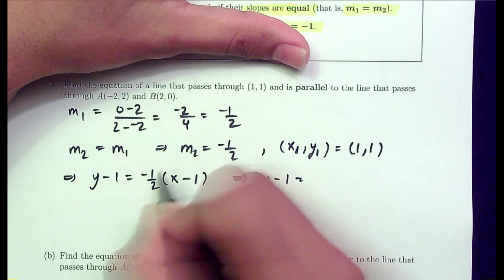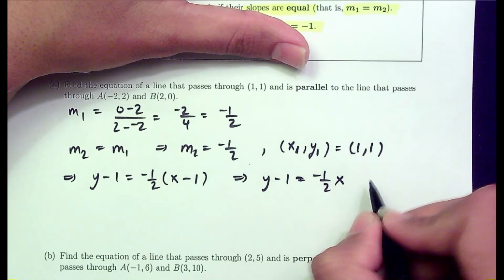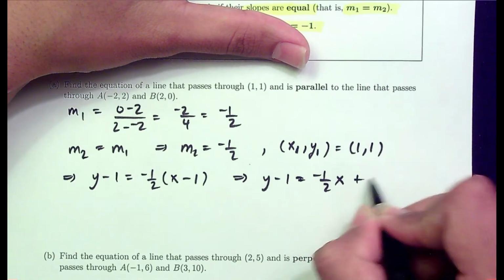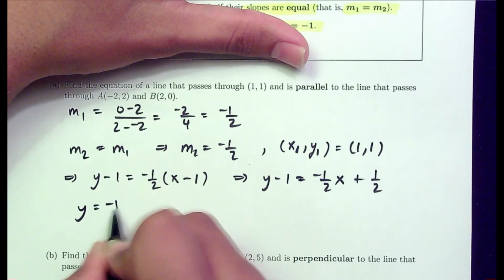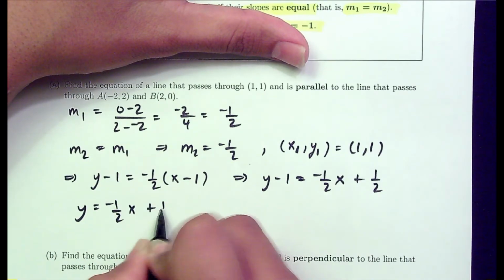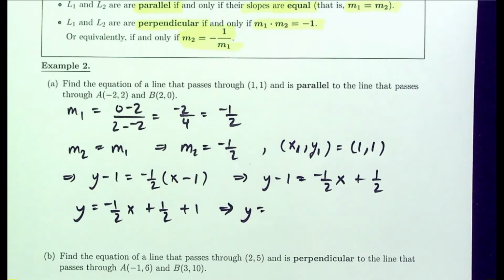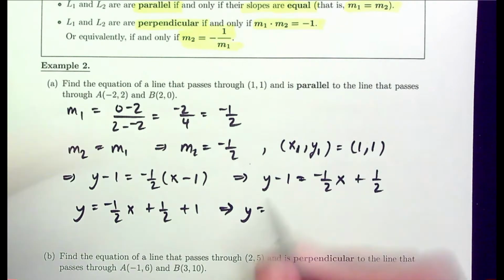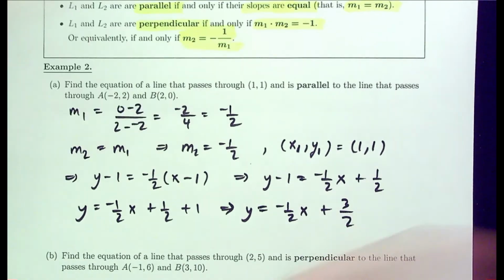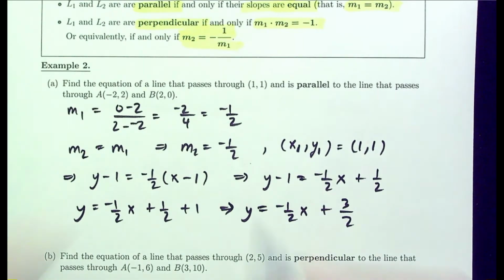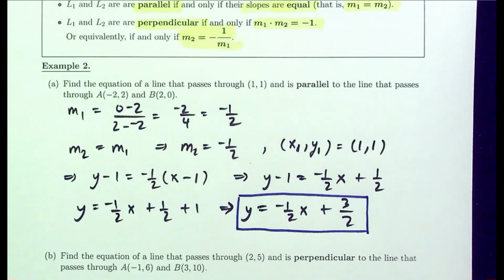All right, so now let's simplify this. So I'm just going to distribute here. This is negative a half x. Negative 1 times negative a half times negative 1 is positive. I have now moved the 1 to the other side. You're going to get negative 1 half x plus 1 half plus 1. And simplifying 1 half plus 1, that's 3 halves. So this is going to be negative half x plus 3 halves.